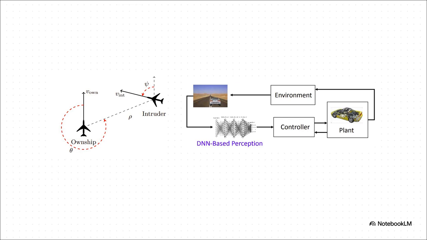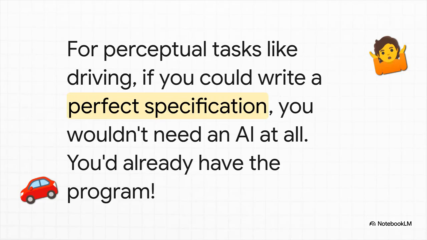But on the right, you've got a perceptual task, a self-driving car. How in the world do you write a perfect mathematical rule for "a pedestrian might step into the road"? You can't. And that, right there, is the core paradox of all of this. For these really complex, messy, perceptual tasks, if you could write a perfect set of rules that covered every single possibility, you wouldn't need the AI to begin with. The whole reason we use AI for these things is precisely because we can't write down all the rules ourselves.